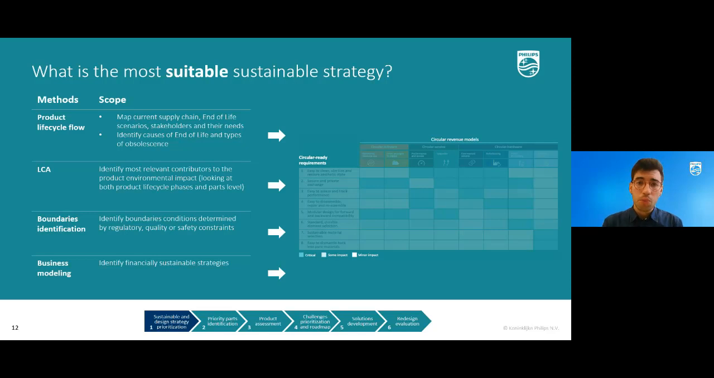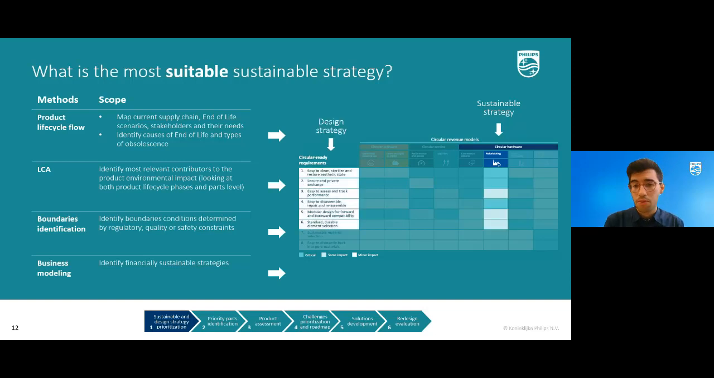And finally, of course, we do business modeling to make sure that the sustainable strategy that we identify is also financially sustainable. So in the example that you see on the right, for this possible product, refurbishment is the strategy that is identified as the most suitable one based on all this input information. And then based on that, we identify the design strategy necessary to enable that sustainable strategy. That, again, could be different types of design strategies.